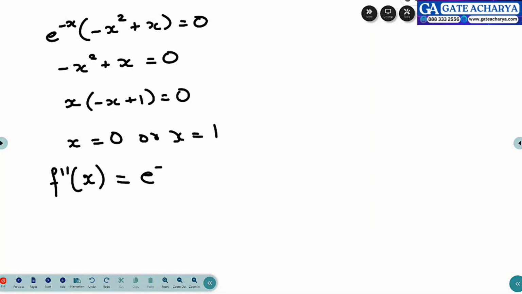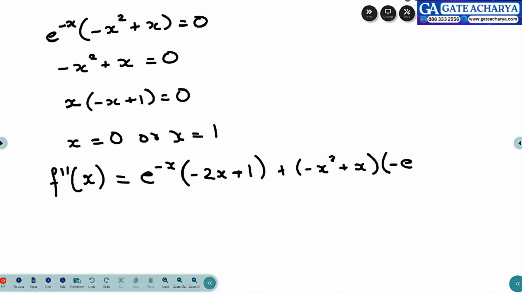So e raised to minus x into the derivative of minus x square plus x is what? Then plus minus x square plus x into the derivative of e raised to minus x, which is minus e raised to minus x. Again, e raised to minus x can be taken as common. Let's start. Minus x square, then minus 2x plus x square, sorry, because this minus and this minus get multiplied. Then minus 2x minus x. What is minus 2x minus x? Minus 3x. Then 1 will remain as it is.